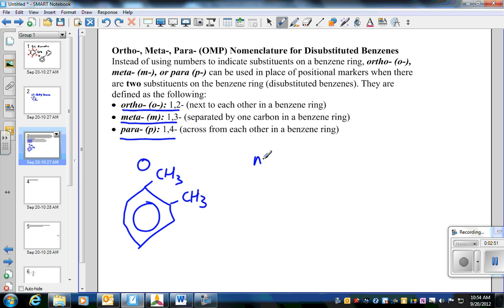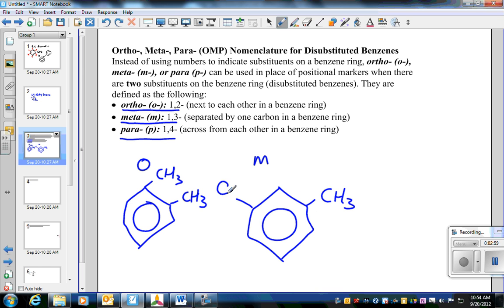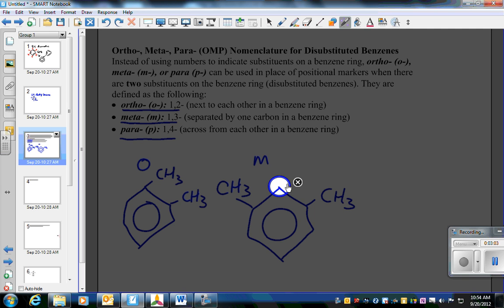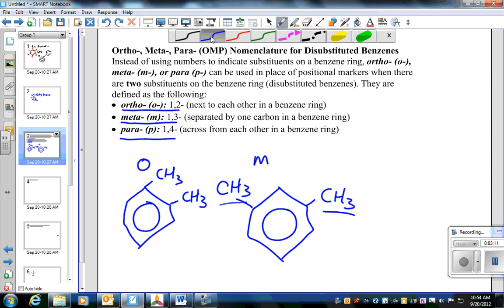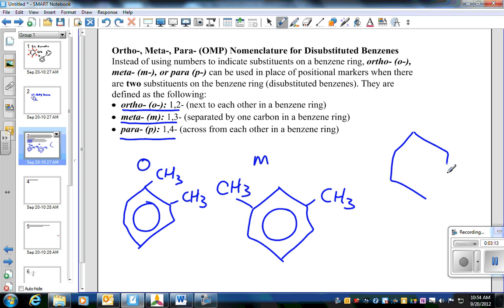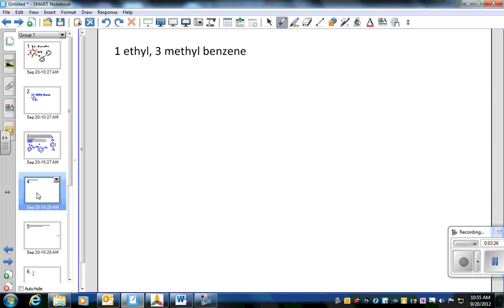The meta configuration for dimethylbenzene would be being separated by a single carbon, right? So this carbon here is showing separation between these 2 methyl groups, and that is the meta positioning. The para positioning will be in the 1,4, meaning that they are across from one another. It really doesn't matter where you start and where you end. This is the para position for para-dimethylbenzene.